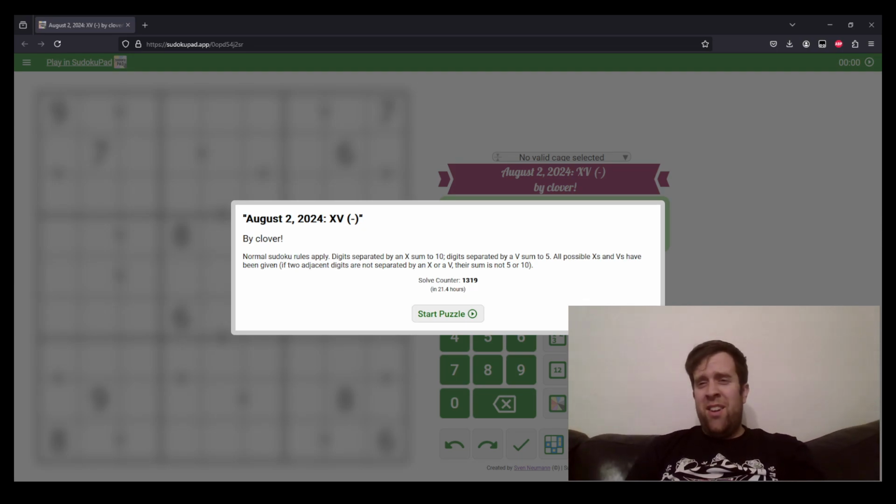Yeah, that's about it. Let's get into it. Today's puzzle is a banger. I actually didn't test this one, but I did it yesterday.